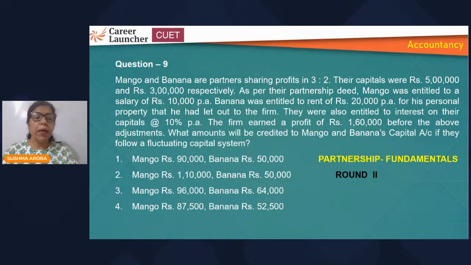See, Mango and Banana are partners in 3:2. Their capitals are 5 lakh and 3 lakh. As per the deed, Mango was entitled to a salary of 1000. Banana was entitled to a rent. See, this is not a salary, this is rent. Salary is appropriation, while rent is a charge. Be it for personal property that he had let out to the firm, they were entitled to interest on their capital. Firm earns a profit of 1,60,000.